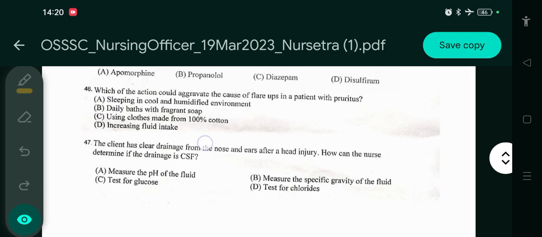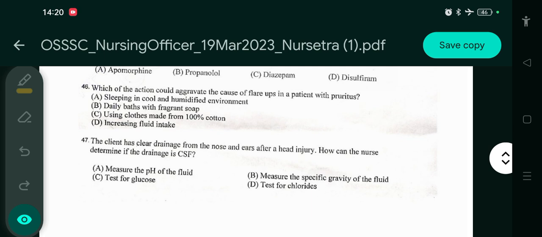Next, which of the actions could aggravate the cause of flare-ups in a patient with pruritus? Patient having pruritus, which action will increase the flare of pruritus? A. Sleeping in a cool and humidified environment. Which things will aggravate the condition of pruritus? Sleeping in a cool and humidified environment?